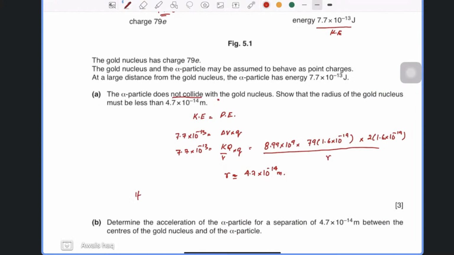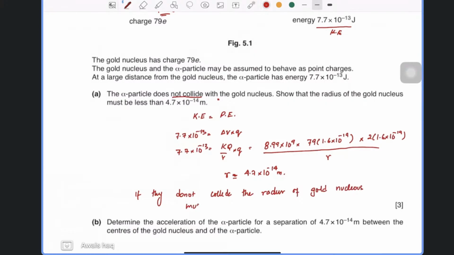So if they do not collide, the radius of the gold nucleus must be less than 4.7 times 10 raised to minus 14, as that is the value it has reached. If it had reached a value which was smaller than this, then we would say okay, it might have collided.